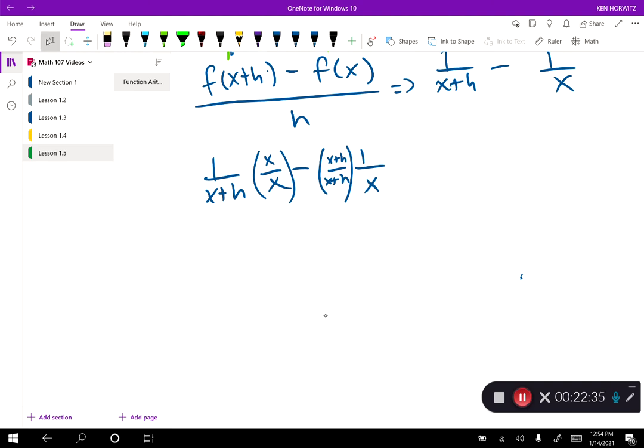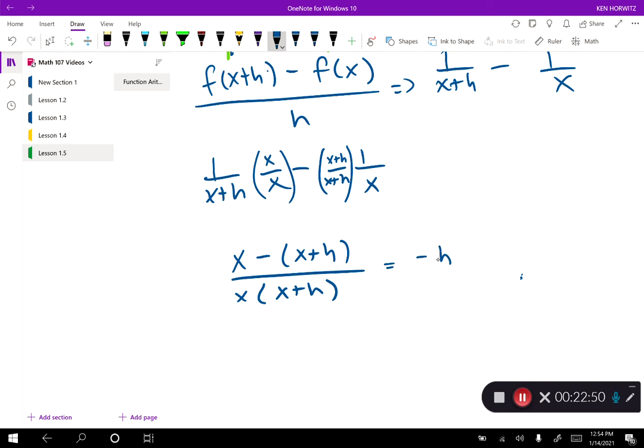All right, so then I wind up with x minus x plus h all over x times x plus h. All right. So when I subtract my like terms, I wind up with negative h over x times x plus h. Now notice I didn't multiply the bottom. You're not required to multiply the bottom, all right, especially if the directions tell you to do everything in factored form.